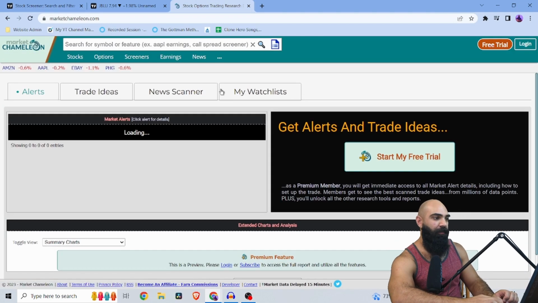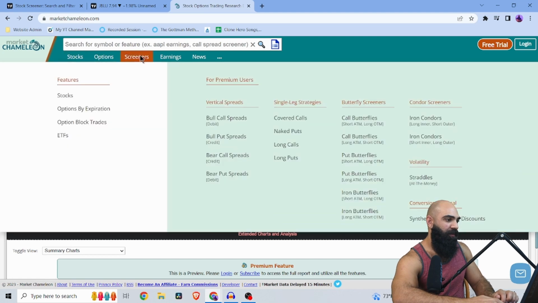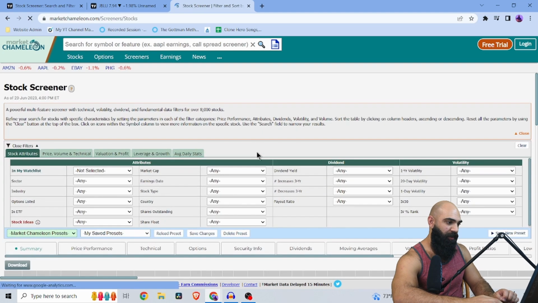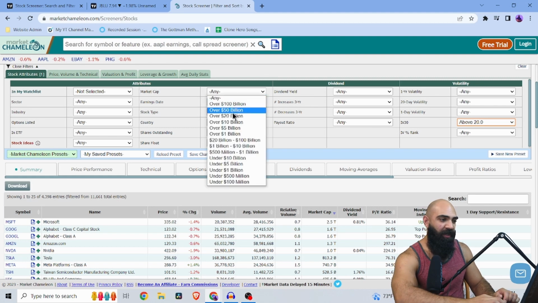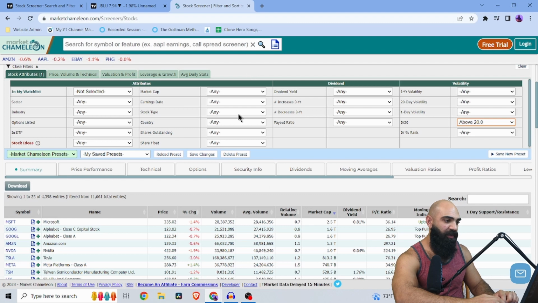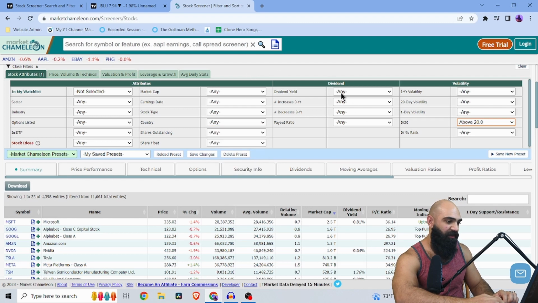Now we have another screener. We have Market Chameleon I've gone over before. And let's go to a stock screener over here. So again, you can filter how you like. If you want a large market cap, click over 10 billion, 20 billion, however much you think is large. You can click on your stock type. Common or ETFs are generally recommended. You can click on your dividend yield.